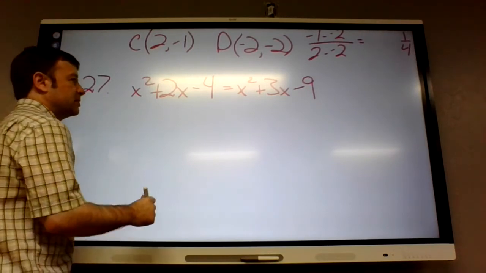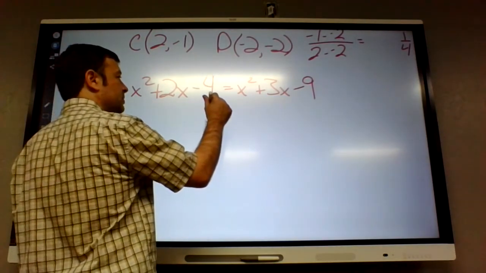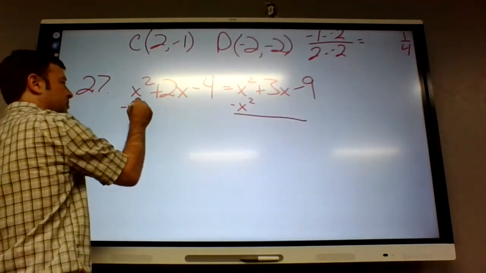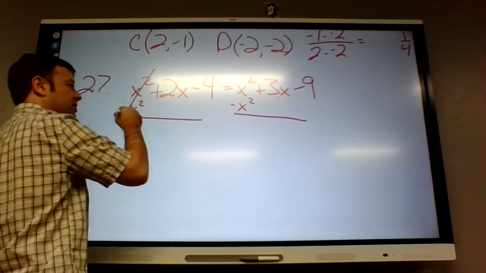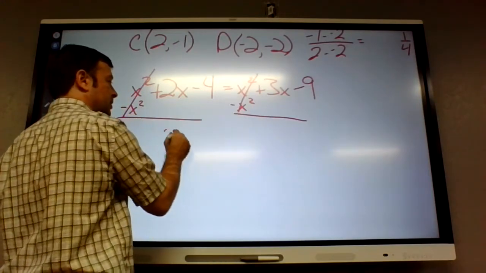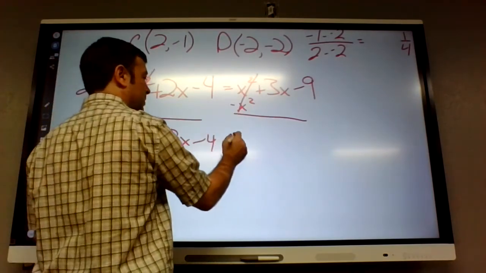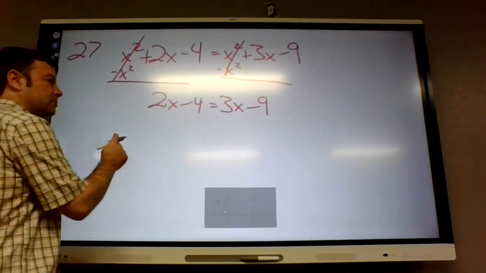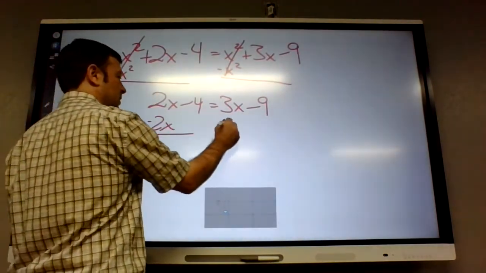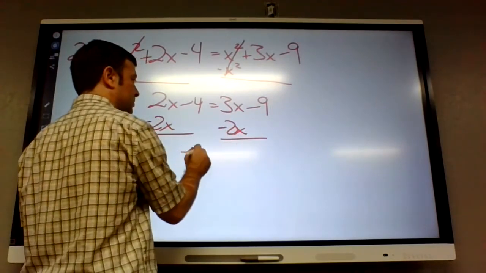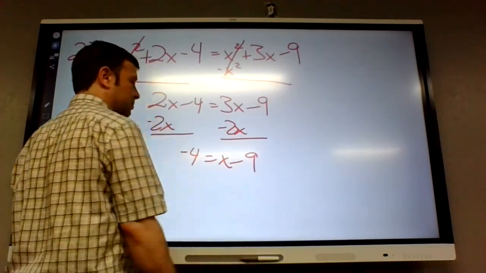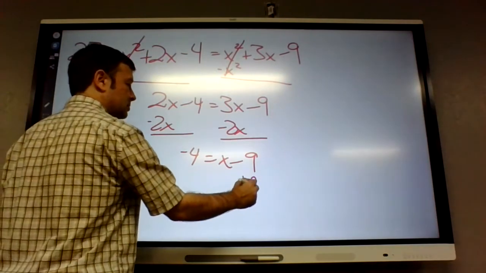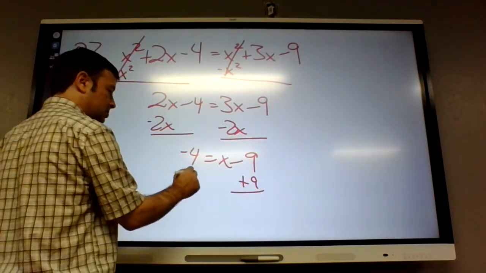Subtracting x squared. What happens when I subtract x squared from both sides? It cancels out. Which is good news because that makes the problem quite a bit easier. Now what? Subtract the 2x, get x on one side, and you add 9. x equals 5.